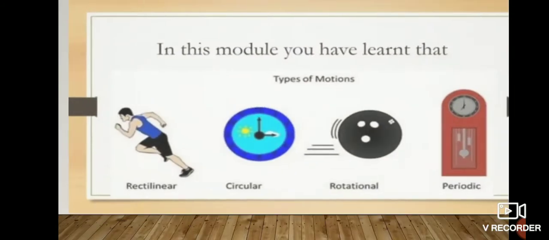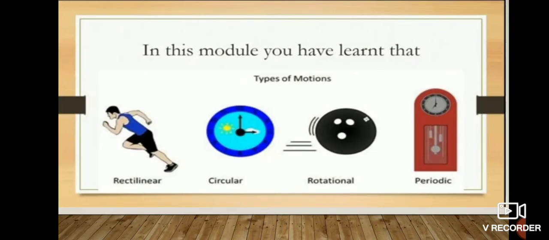So, in this module you have learned different types of motion: rectilinear, that means in a straight line; circular, motion of an object around a fixed point called axis; rotational, that is rolling and rotating like the motion of a ball; and also periodic motion, repeated motion. That is periodic. That's all.